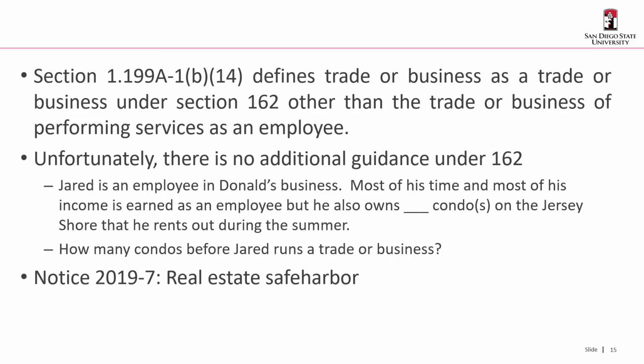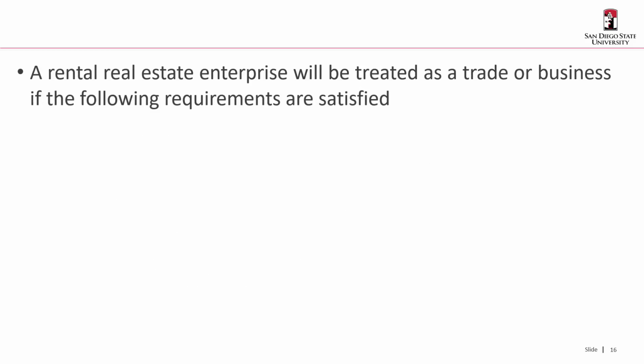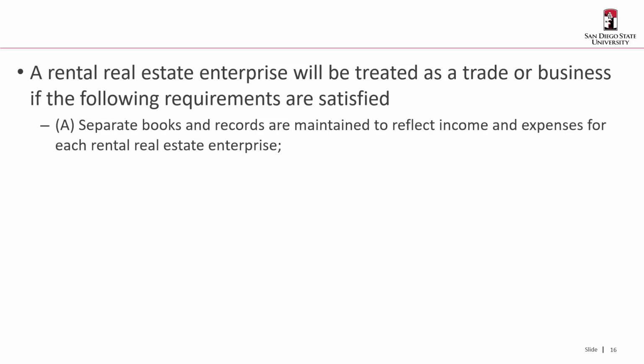So when they passed the new tax cut law, they didn't give us a lot of guidance on what it means to be a trade or business under 162. In fact, they really gave us nothing new. But they've come along here in 2019 and issued some guidance for us to follow in the form of a proposed regulation that came out in Notice 2019-7. And that simply means that was the 7th IRS notice in the calendar year 2019. And in this, they provide a real estate safe harbor. So a rental real estate enterprise will be treated as a trade or business if the following requirements are satisfied, right? So here's the safe harbor.